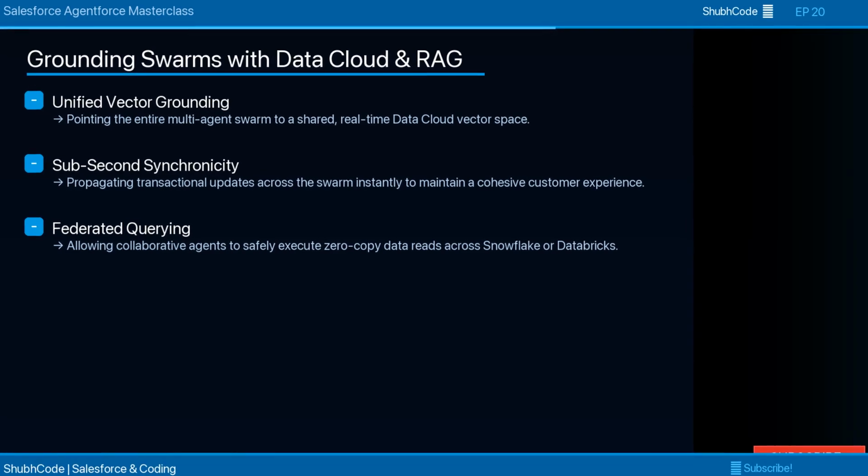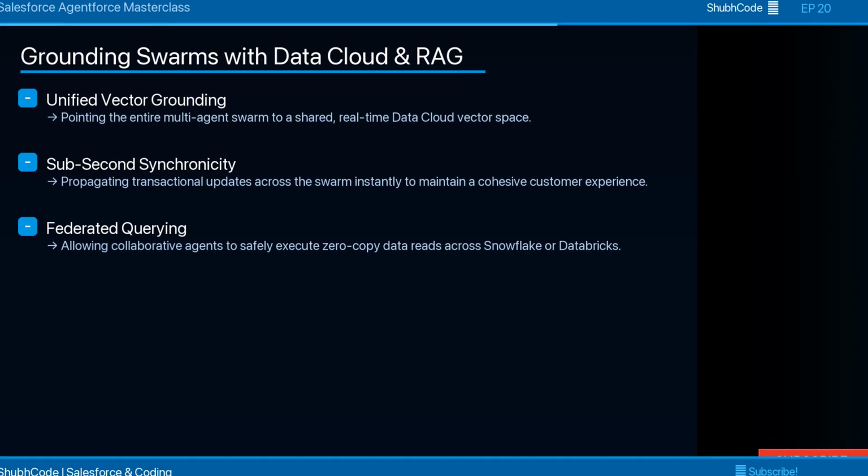A swarm of agents is only as smart as the data it can access in real time. If your service agent operates on stale ERP data, while your billing agent uses live Stripe data, the swarm will contradict itself, destroying customer trust. By grounding your entire swarm in Salesforce Data Cloud, every agent accesses a single, unified profile. When one agent executes a tool and updates a record, that change instantly propagates across the vector database, giving the entire swarm real-time, shared context.